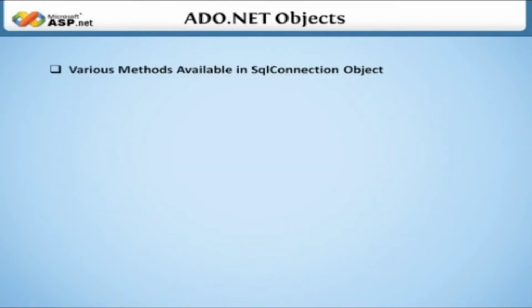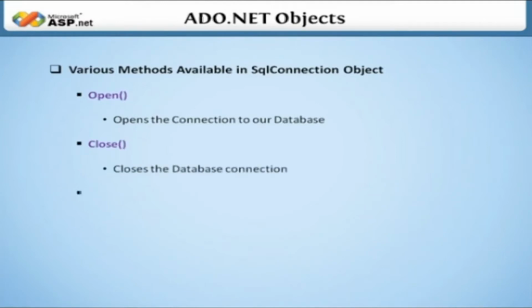Various methods are available in SQLConnection object, and they are Open, which opens the connection to our database, Close, which conversely closes that connection, and Dispose. This releases the resources on the connection object.